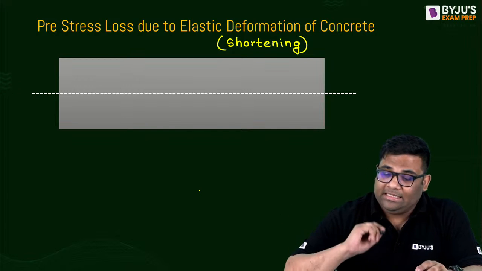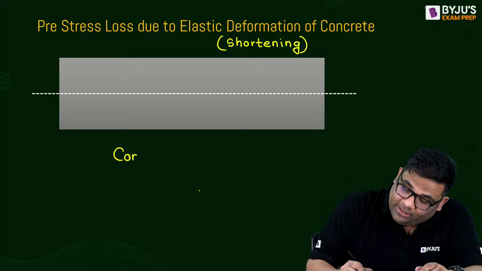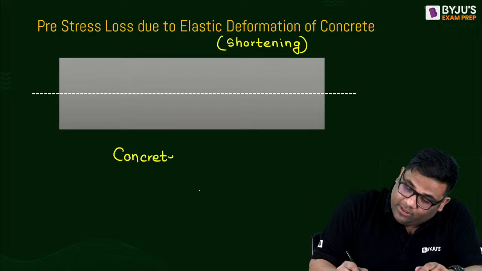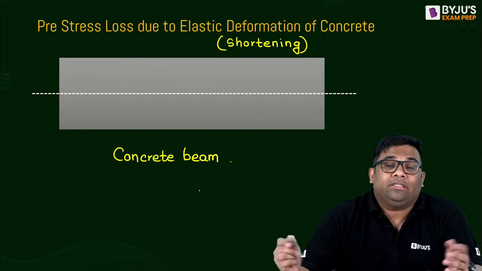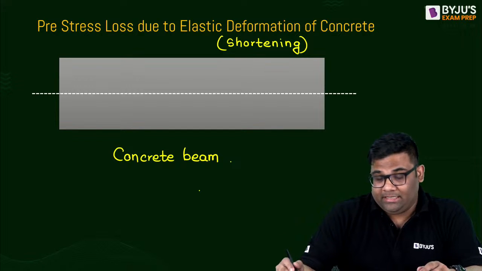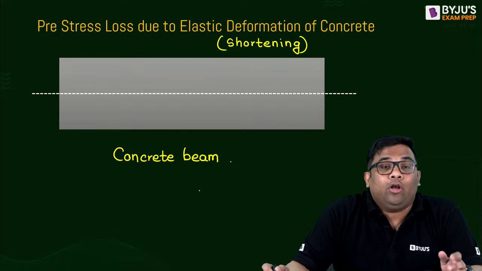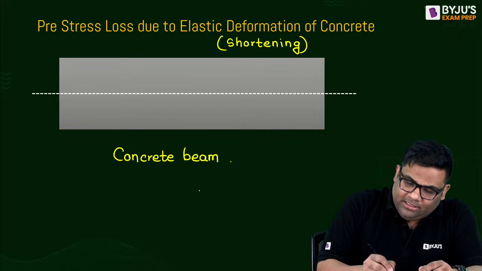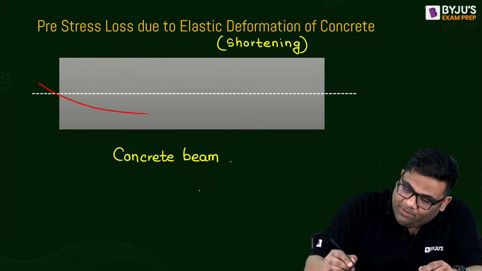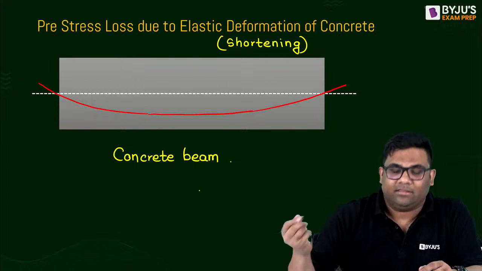Now you see, this is a concrete beam. In this concrete beam, suppose we are doing a pre-stressing, right? And suppose the pre-stressing I am doing using a tendon, right? We all know that we do the pre-stressing using a tendon. Suppose a tendon is something like this. The shape of a tendon is parabolic, suppose. And suppose a tendon is something like this, right?